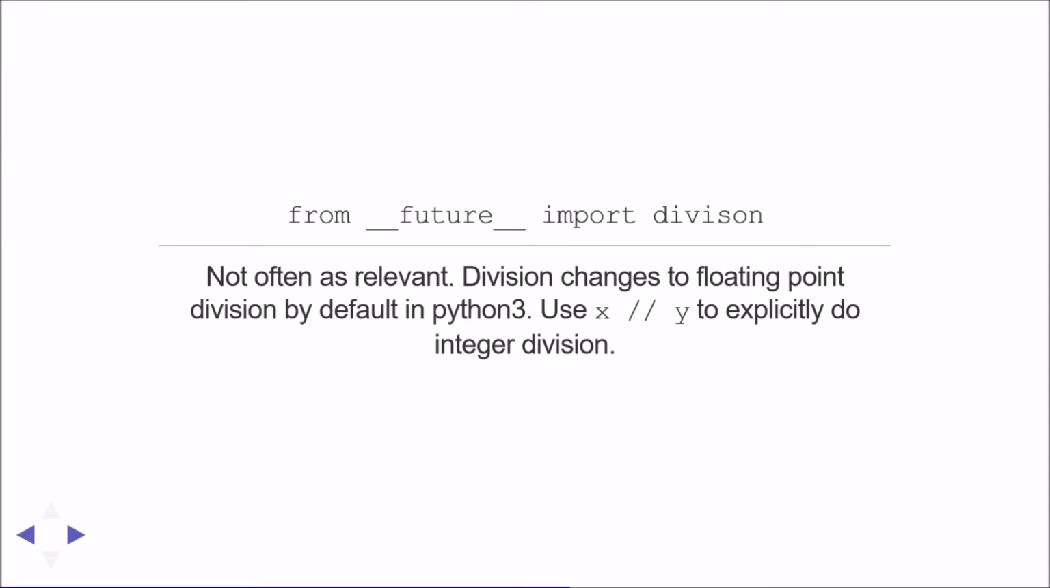The last feature flag is division. In Python 3, division is floating point instead of integer division. This is by far the most difficult flag to use unless you know the types of your program very, very well. Fortunately, this also doesn't seem to come up that often unless your application is math heavy. If you need to explicitly do integer division, you can use the double slash operator.